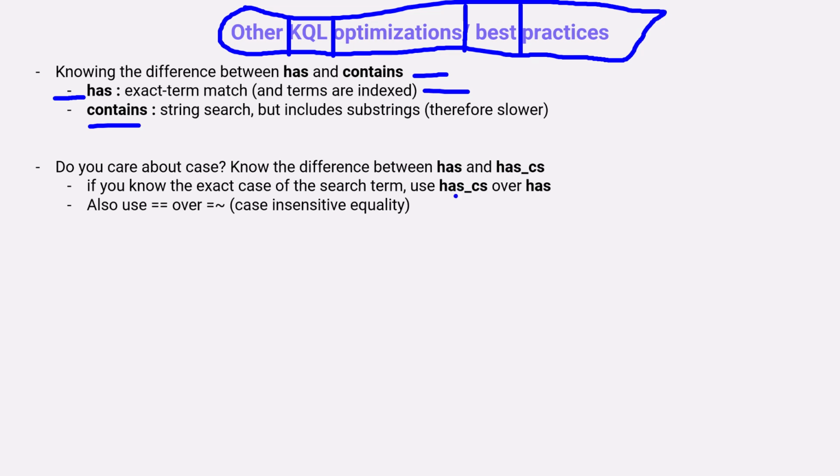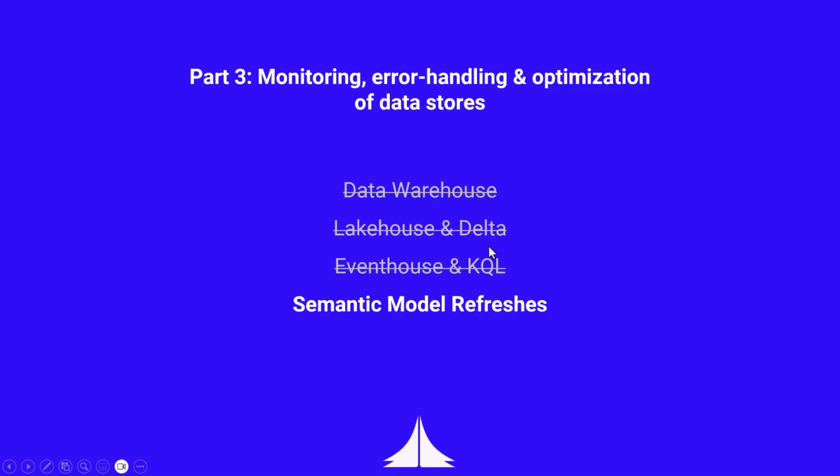Also, the point we made around case sensitivity, if you have the option and you know the exact case of what you're searching for, that's always going to improve your query performance. So _cs is for case sensitive search. So you should always use that over has, which is insensitive. We've also got the case insensitive inequality operators, these ones here, that should also be avoided.